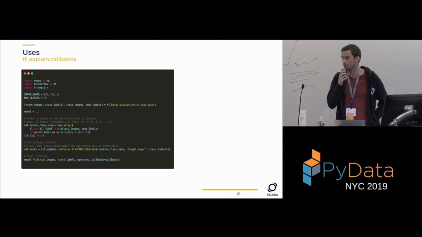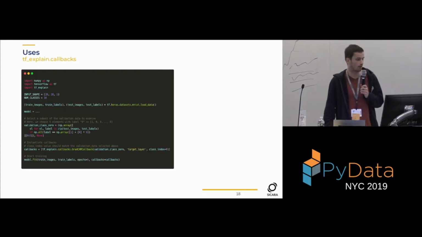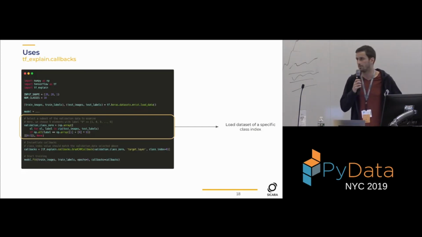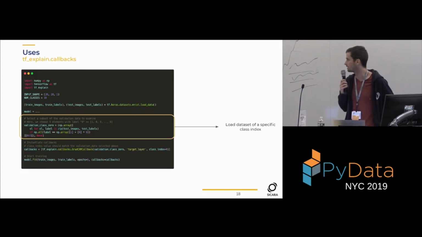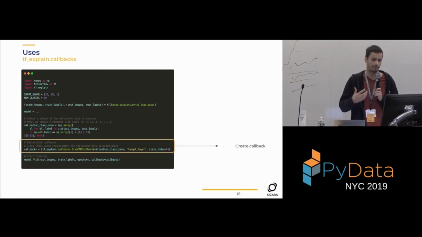The other way to do this is, as I was explaining earlier, you want to monitor during training what is happening. So basically, you want to have a callback that after each epoch is running some methods, and you want to visualize during training how the output of these methods are going. So what you do is take a subset for a given class, and then you want to call a specific callback.